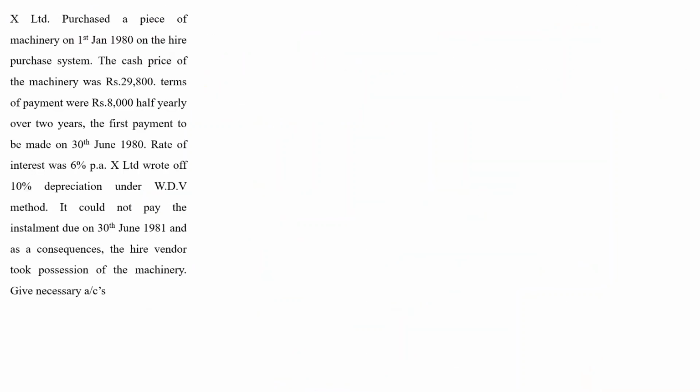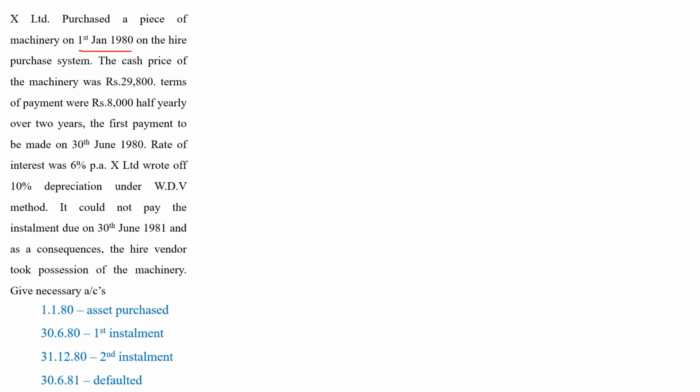Okay, now before moving on to the ledger accounts, we will see the year in which the buyer has defaulted payment. The asset is purchased on 1/1/1980. When is the first payment made? The first payment is made on 30 June 1980, and it is half yearly payment.